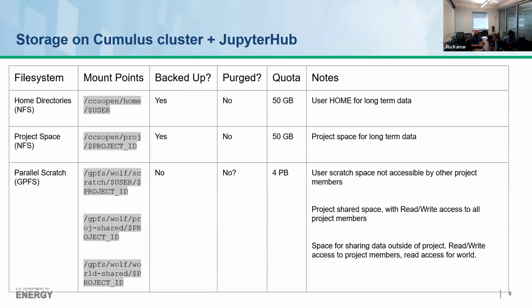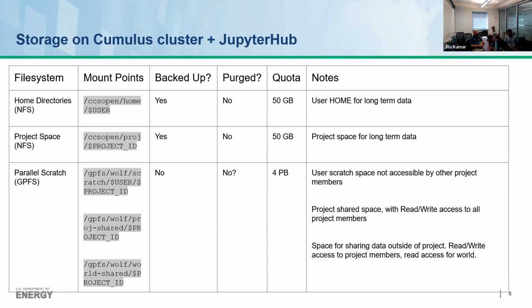So, a little bit more about the storage that we have available. When you log in, the first thing that you see is your home directory, and we've included the mount points. That's really what those paths will look like. Every single user has a 50 gigabyte quota available in their home directory. This file system is backed up, so if you lost something by mistake, it can be recovered.